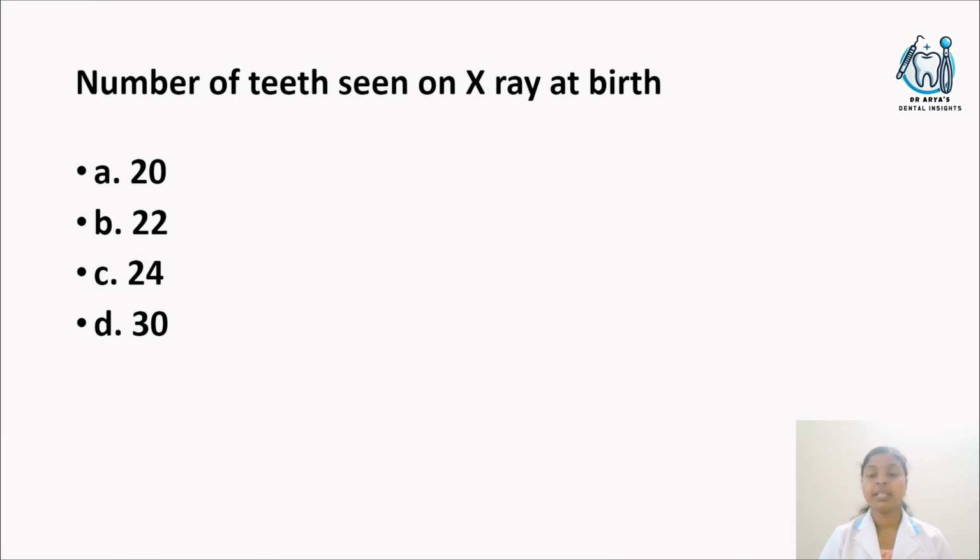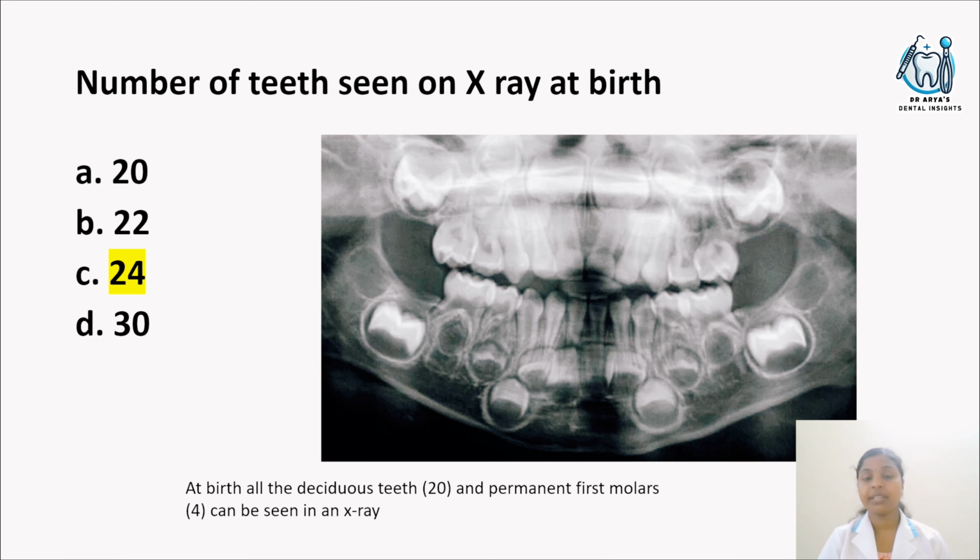Okay. So next question, number of teeth seen on X-ray at birth? 20, 22, 24 or 30? So this is the X-ray at birth. Okay, so at birth all the deciduous teeth are seen. So all the deciduous teeth, that is 20, plus permanent first molars. Which are they? Yeah, 1, 2, 3, 4. So plus 4, that is 24 teeth are seen on the X-ray at birth.